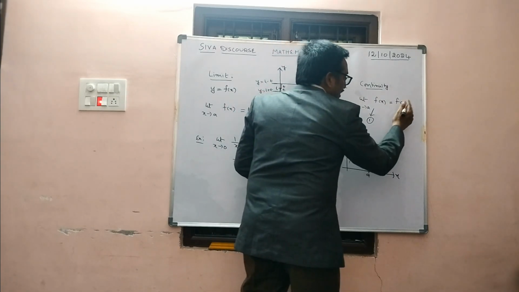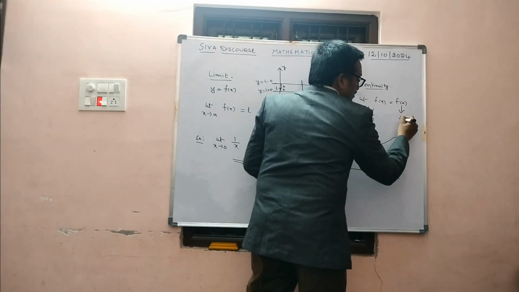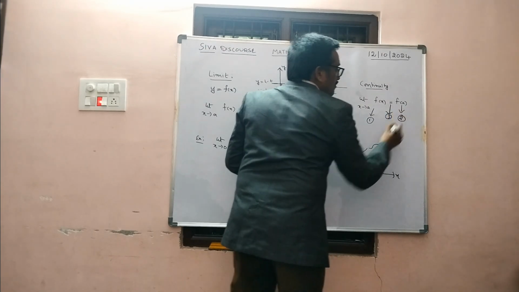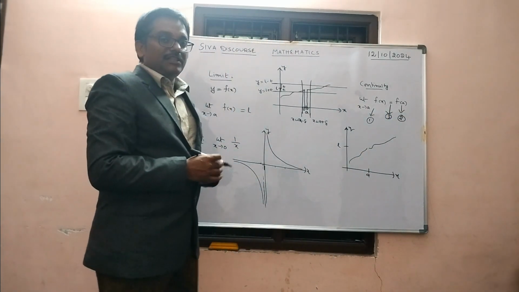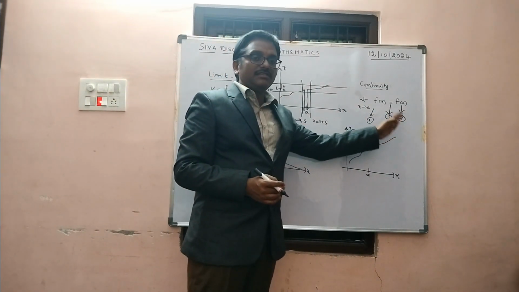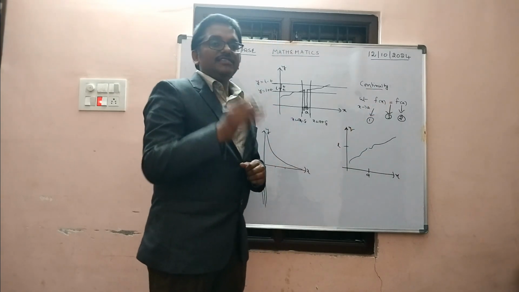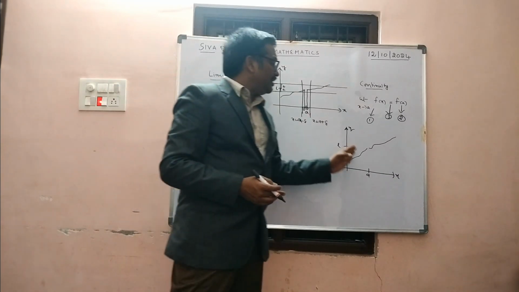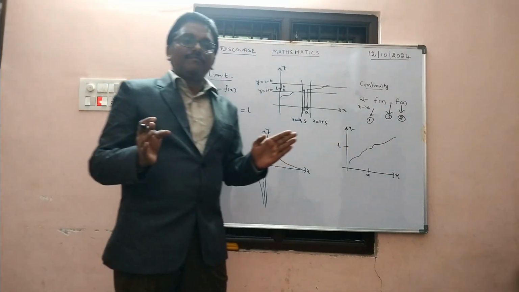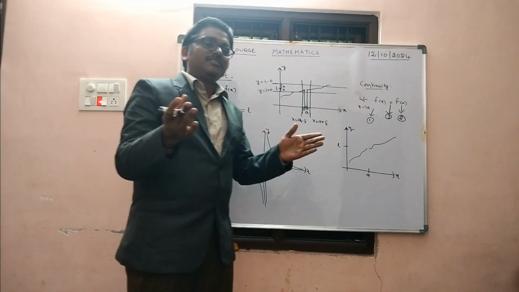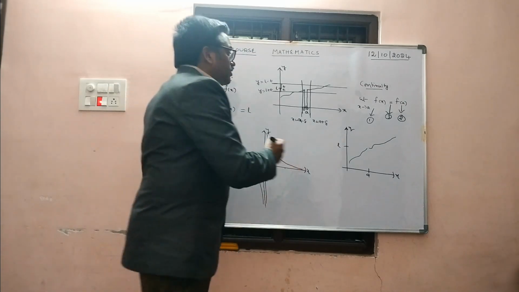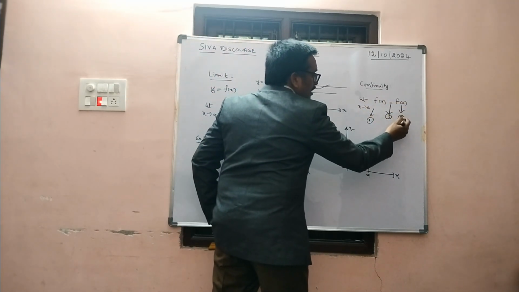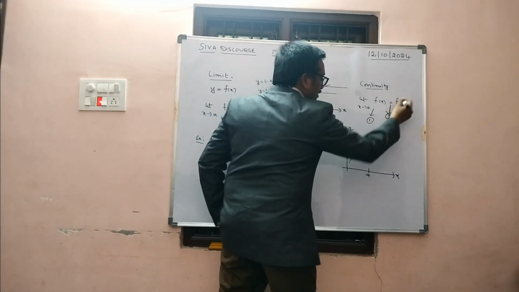And the second one is f of a exists, and both must be equal. Three things we have to consider: limit exists, function value exists, and both must be equal. Then we say the function is continuous at a point. The same definition, if we extend it for an interval of points, then we say the function is continuous on the interval. Now, here, if you observe, f of a also exists.